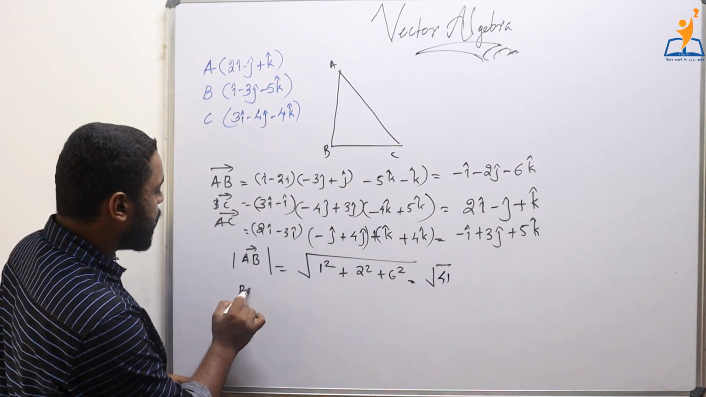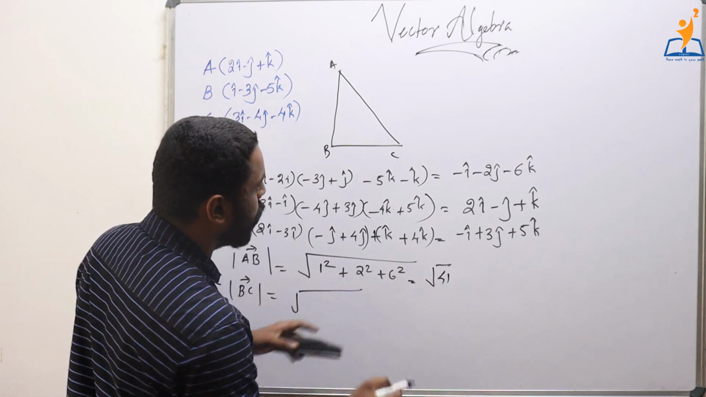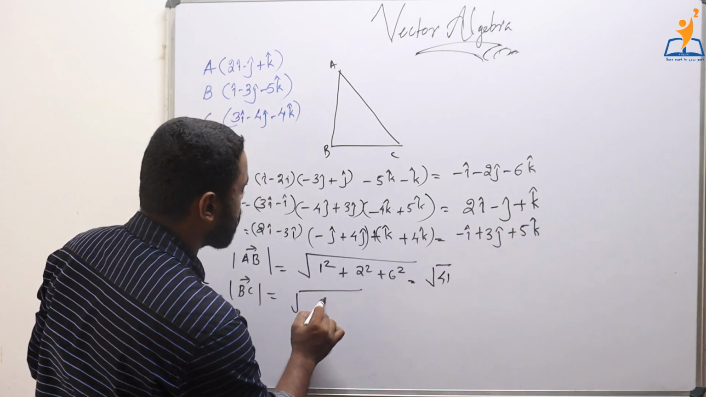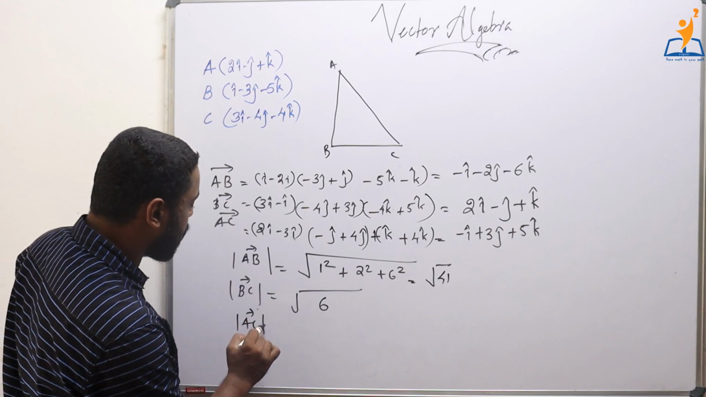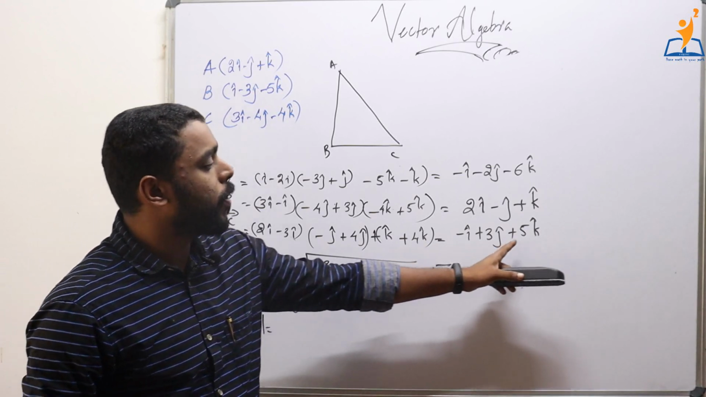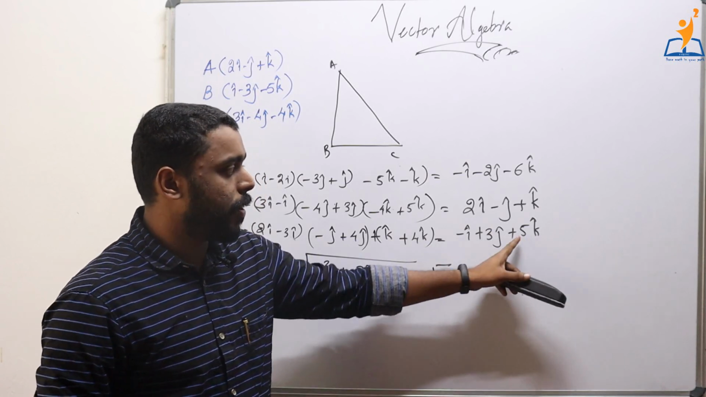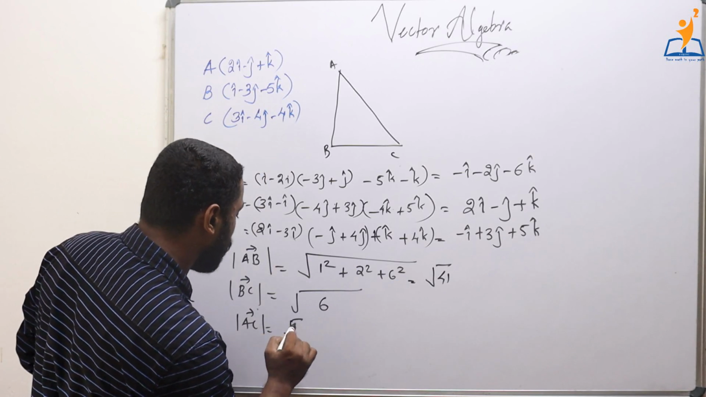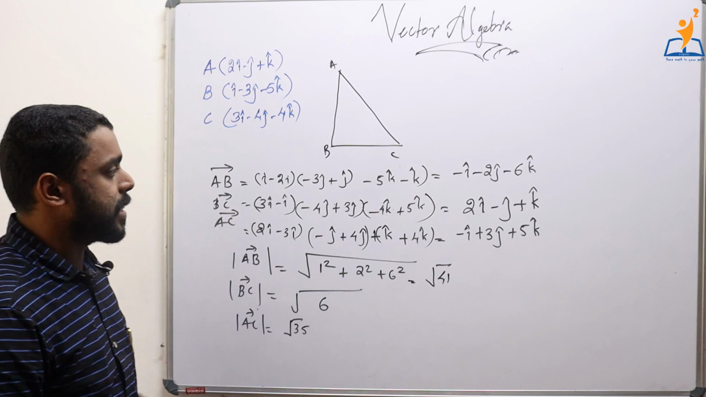Similarly, the magnitude of the vector BC is nothing but the square root of 4 plus 1 plus 1, which is root 6. Similarly, the magnitude of the vector AC is nothing but the square root of 25 plus 9 plus 1. So 25 plus 9 is 34, 34 plus 1 is 35, root 35. So we get AB, BC and AC.